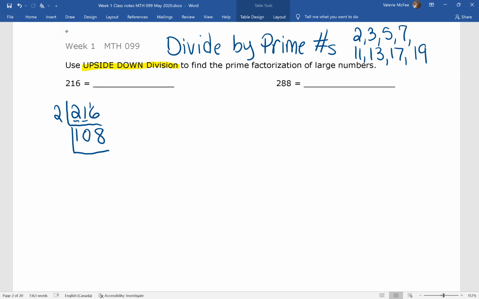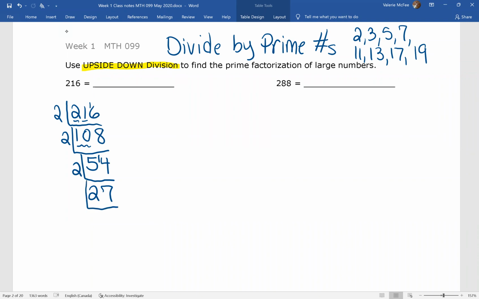108 is even. I'm going to divide by 2 again. 2 doesn't divide into 1, but it does divide into 10, 5 times, no remainder. 2 divides into 8, 4 times. 54 is also even. Divide by 2. 2 divides into 5 2 times with a remainder of 1. 2 divides into 14 7 times.